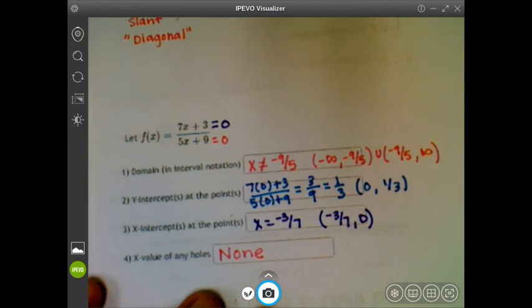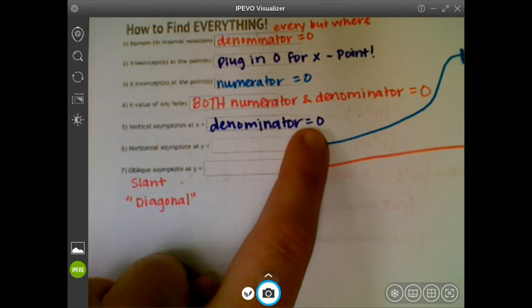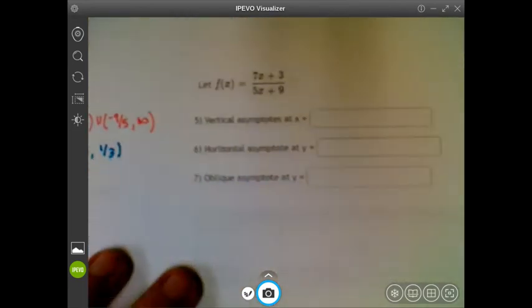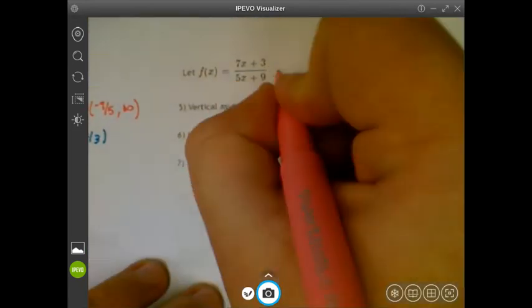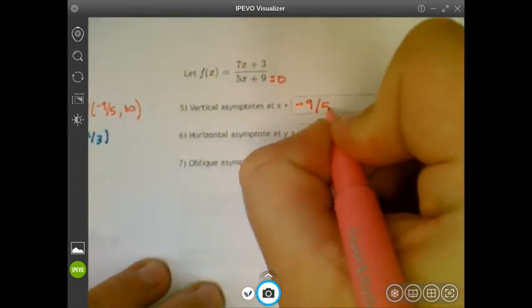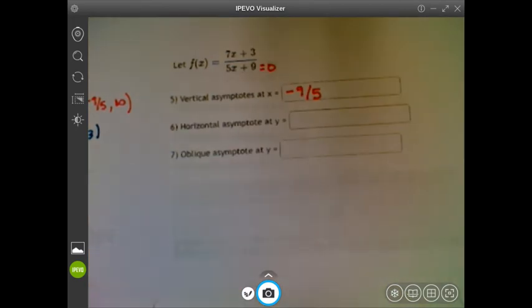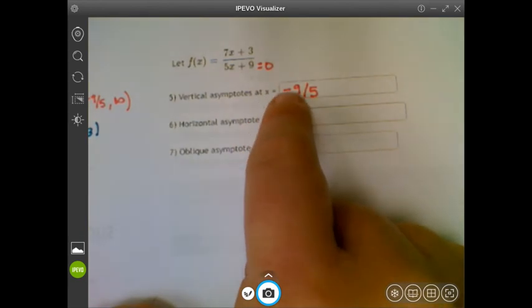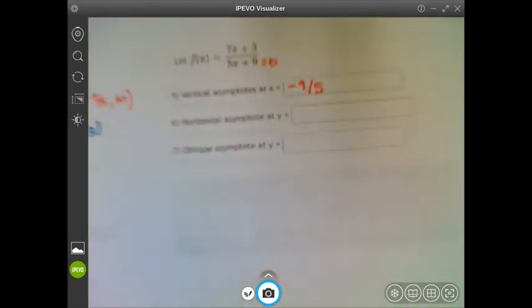All right, up next is the vertical asymptote. That is where the denominator equals 0. So now we're on this side over here. So where was the denominator equal to 0? Well, we already figured that was at negative 9 over 5. So there's a vertical asymptote at negative 9 over 5. If you notice in here, they already have x equals, which is why I didn't put x equals. But if that was missing, we would have to put in the x equals as well.